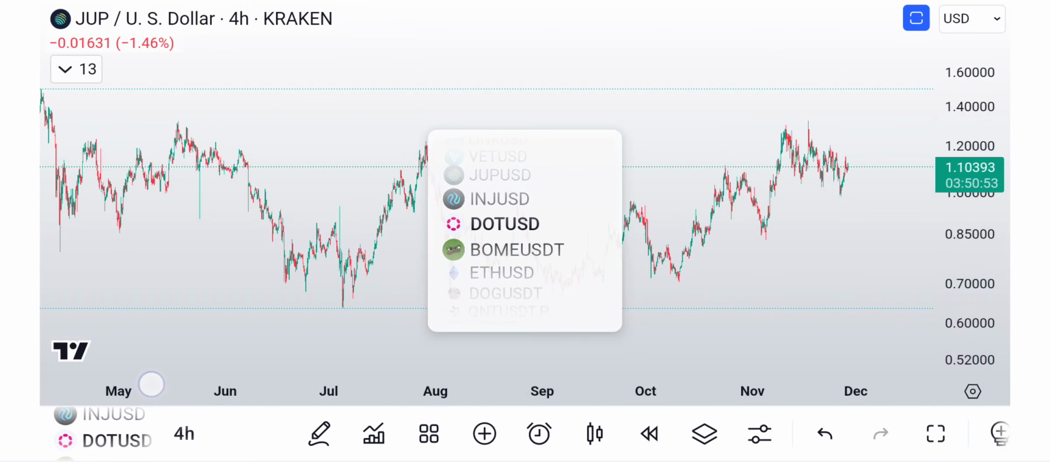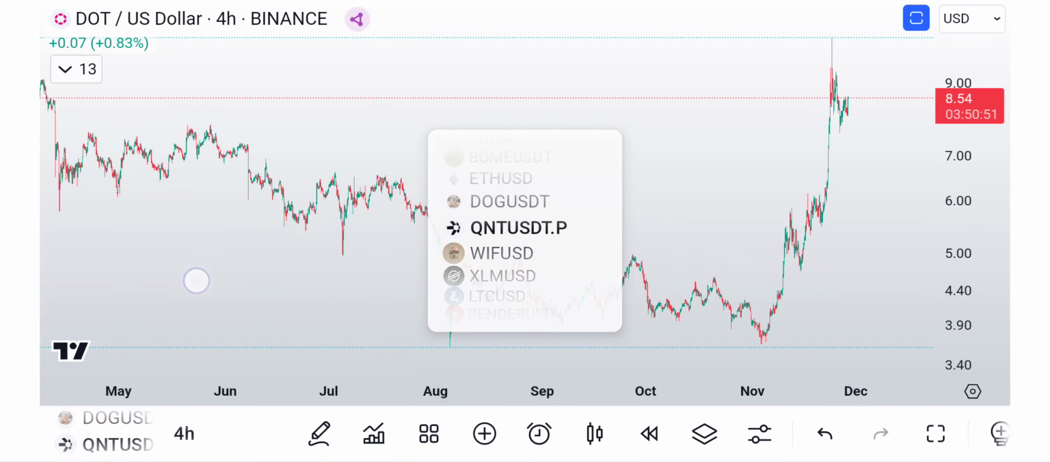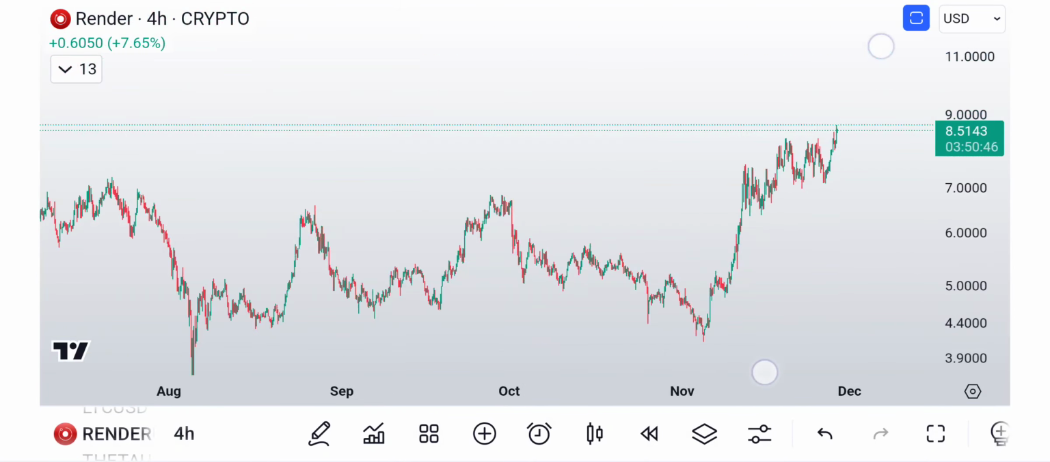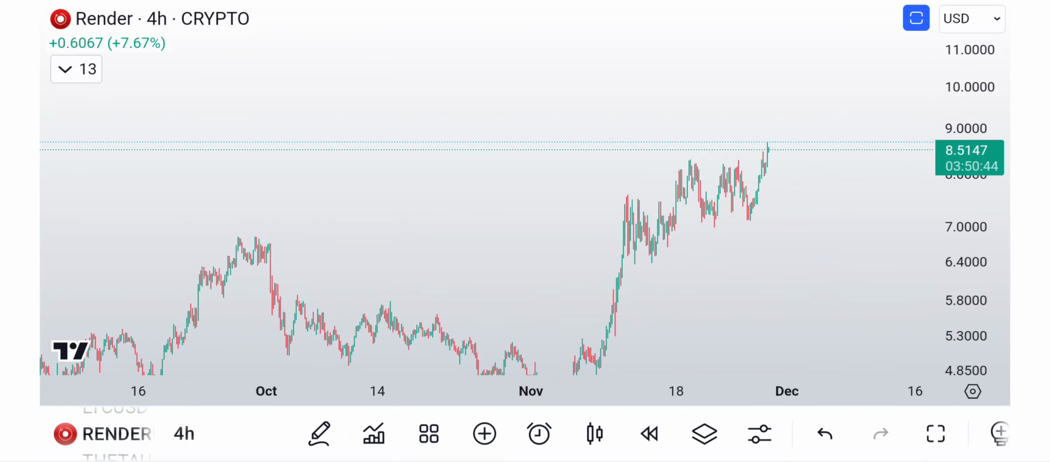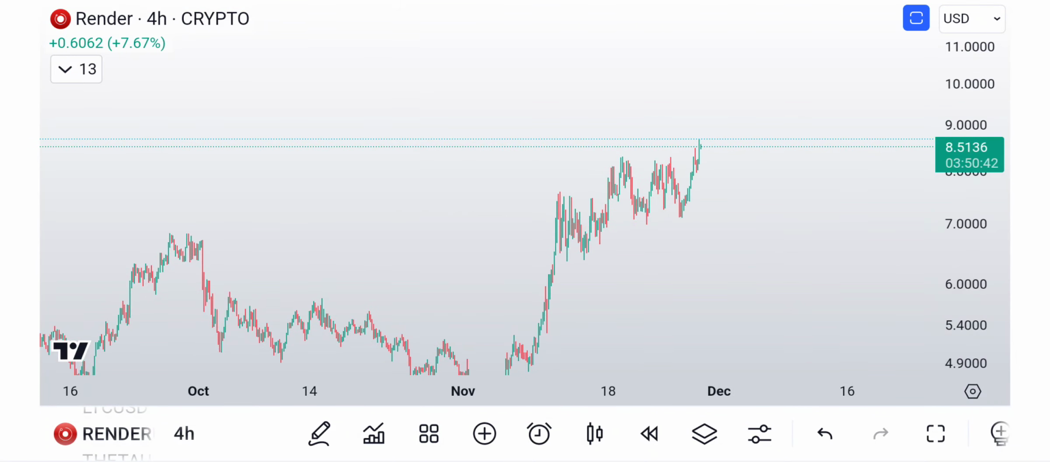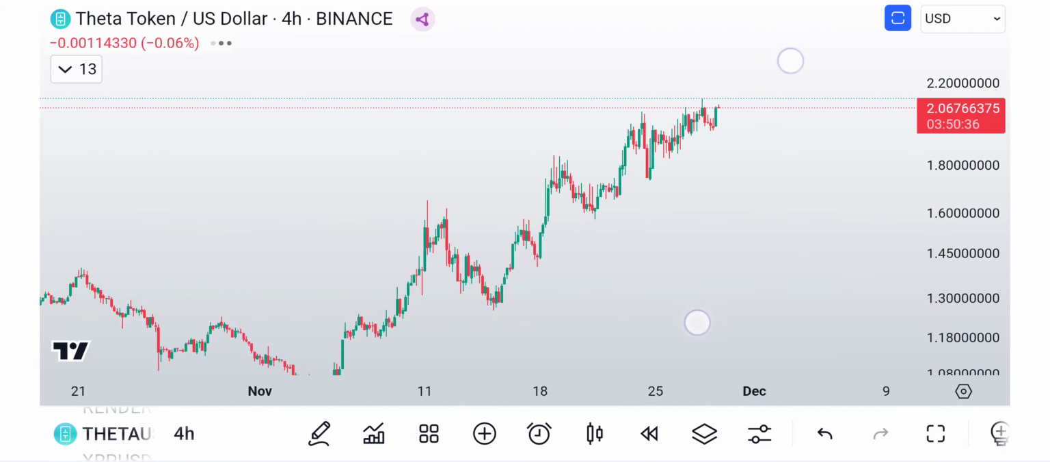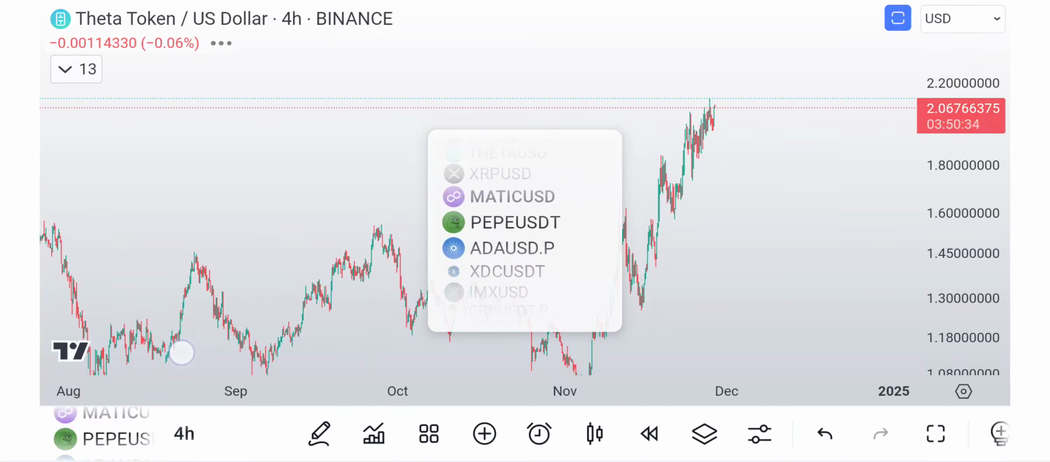So just kind of scouting here before I wrap it up. Render, sort of bottlenecking in here. Expect it to break out soon. We looked at Theta. I guess we can look at Theta Fuel.